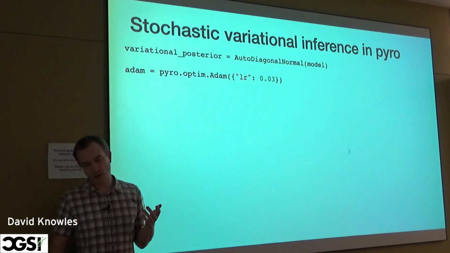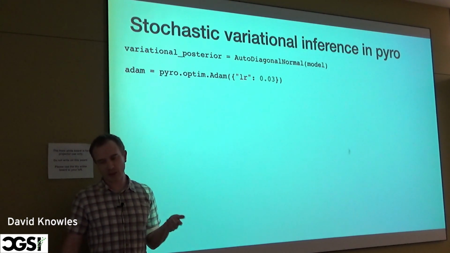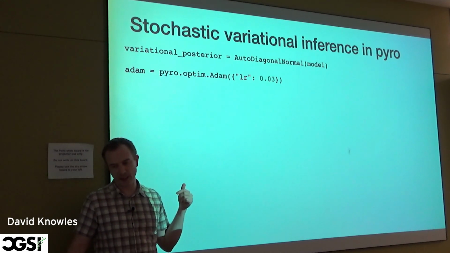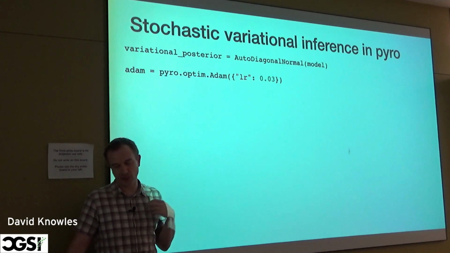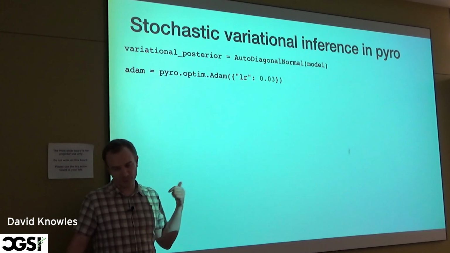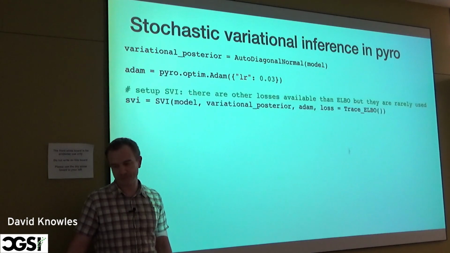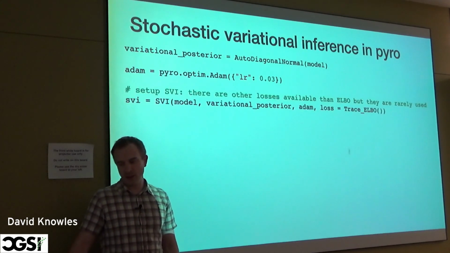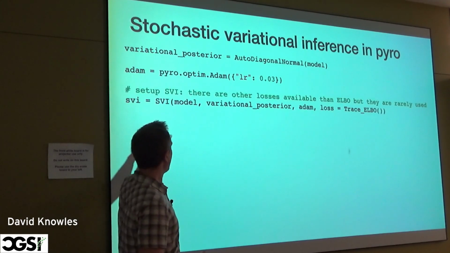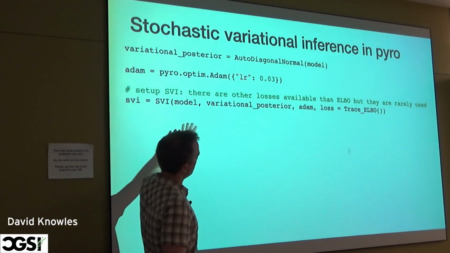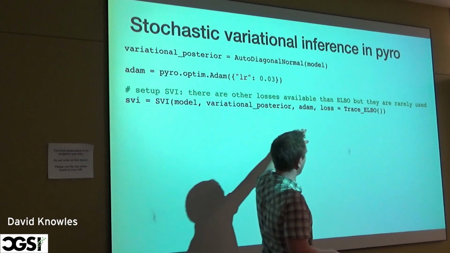Then part of what we're going to be doing is optimizing that variational posterior, and we do that with any kind of stochastic gradient descent. The most popular is probably Adam, which is also extremely popular for fitting deep learning models. And then we've set up this SVI class, and it needs to know what's the model, what's the posterior, what's the optimizer you're going to use.